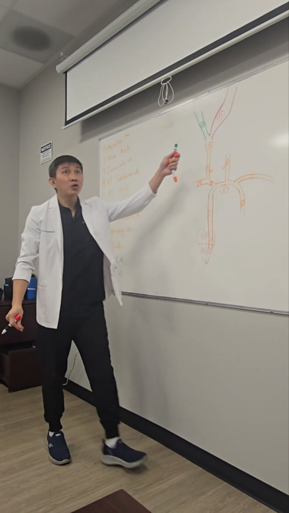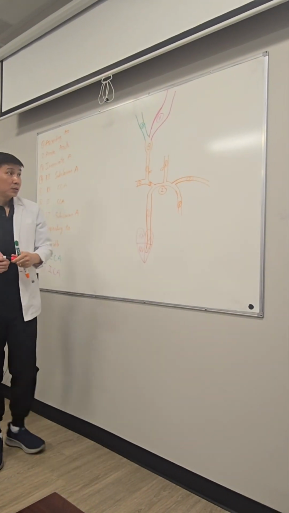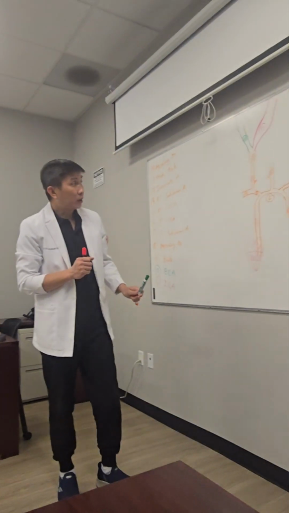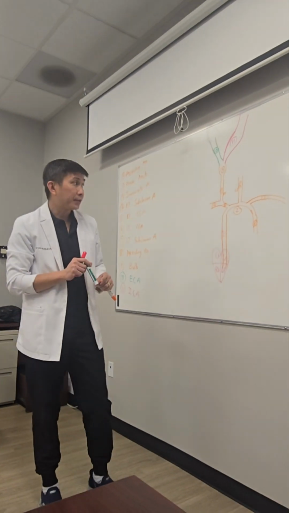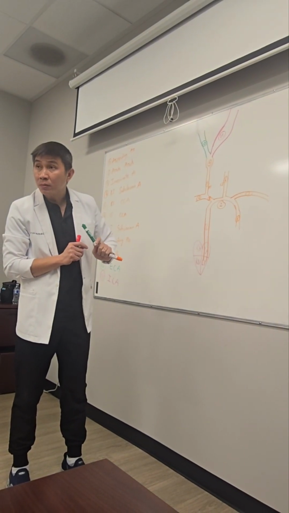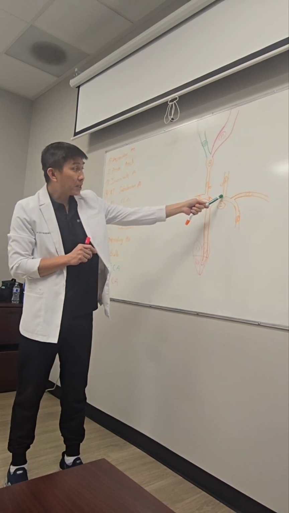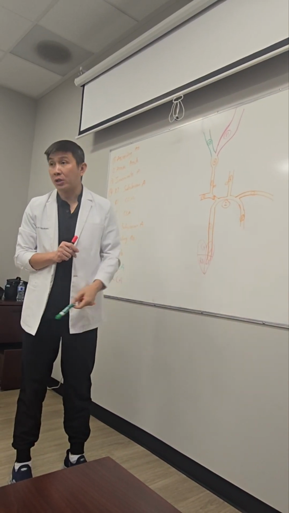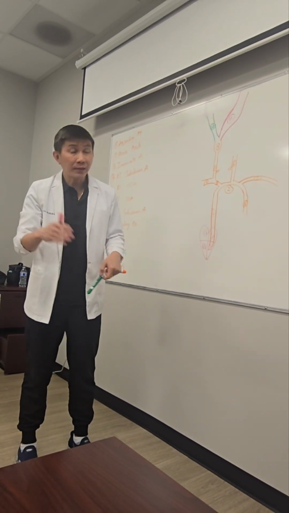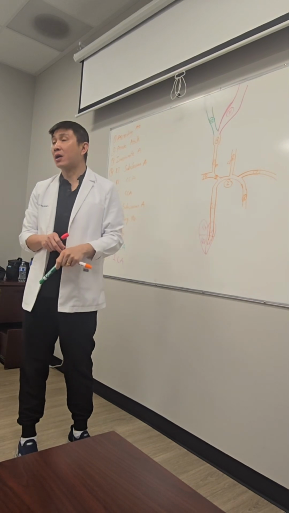And we have it on both sides, right and left. Now look at this. This is the point of difference between right and left. The right CCA starts from the innominate, but the left CCA starts from the arch. That's the main difference between right and left. One from the innominate, one directly from the aortic arch.